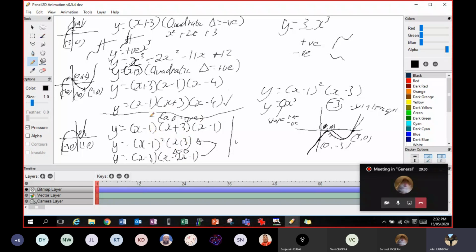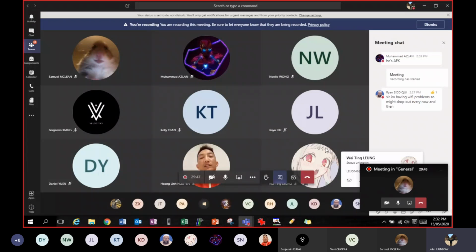Really just try and factorize it down as far as you can. If you get two of the same ones, it's a turning point. If it's three different ones, they all cut the axis. All you then need to know is your y-intercept and where it goes. And that is pretty much it for how we graph those. Are there any questions on those ones so far?